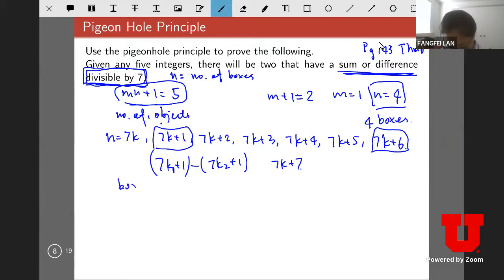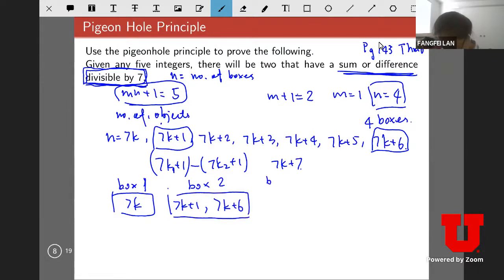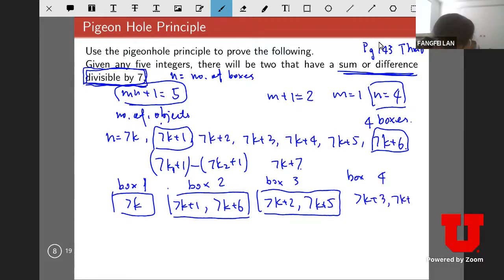So box 1 can just be 7k. Box 2 would be 7k plus 1, 7k plus 6. Box 3, 7k plus 2, 7k plus 5. Same reasoning, 2 plus 5 is 7, right? And then box 4, 7k plus 3, 7k plus 4. Right, so these are our boxes.